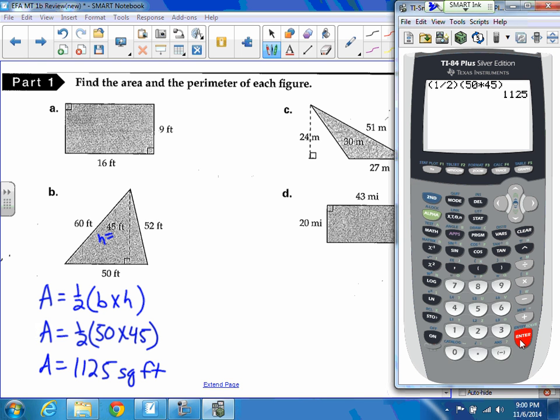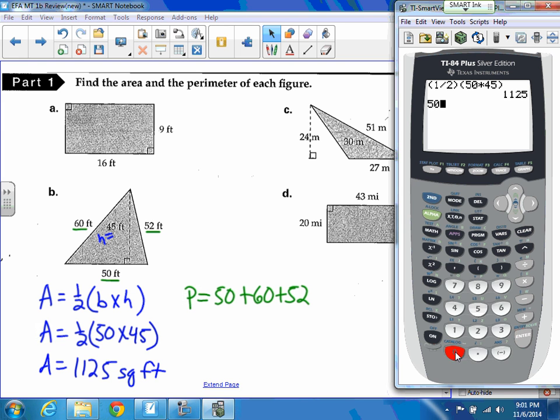Now, to get the perimeter of this triangle, remember I need to add up all three sides. What you have to make sure you're careful of when you're doing the perimeter of a triangle is that you don't add the height in there, because the height is not always one of the sides. Like in this triangle, the height is not one of the sides, so I'm not going to add it. So I'm going to do 50 plus 60 plus 52, because again, the 50 is one side, the 60 is another, the 52 is the third side. And I can just go ahead and add those up.